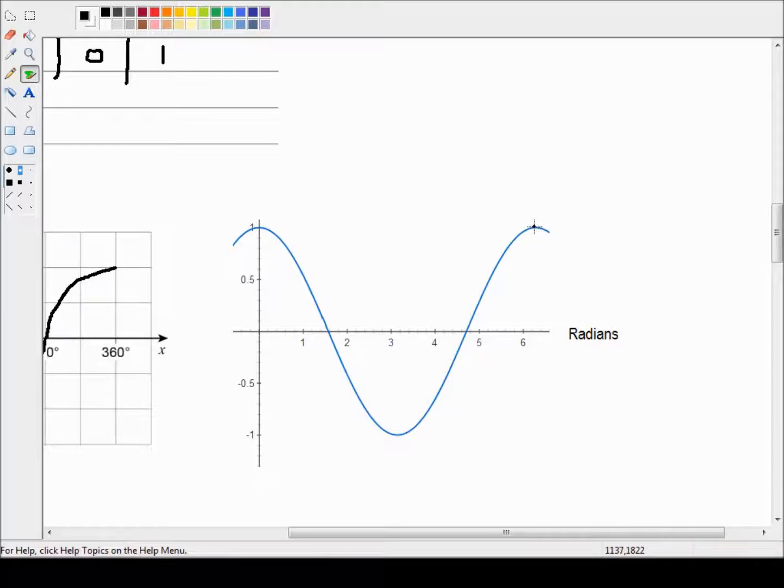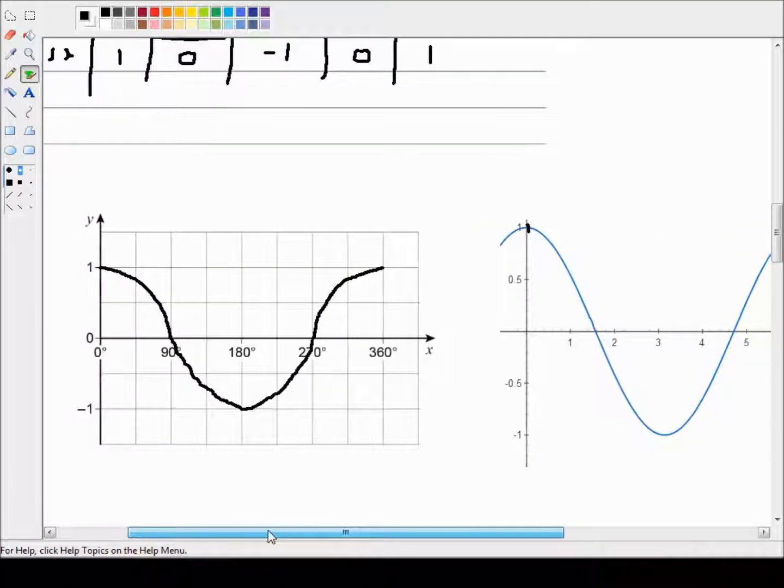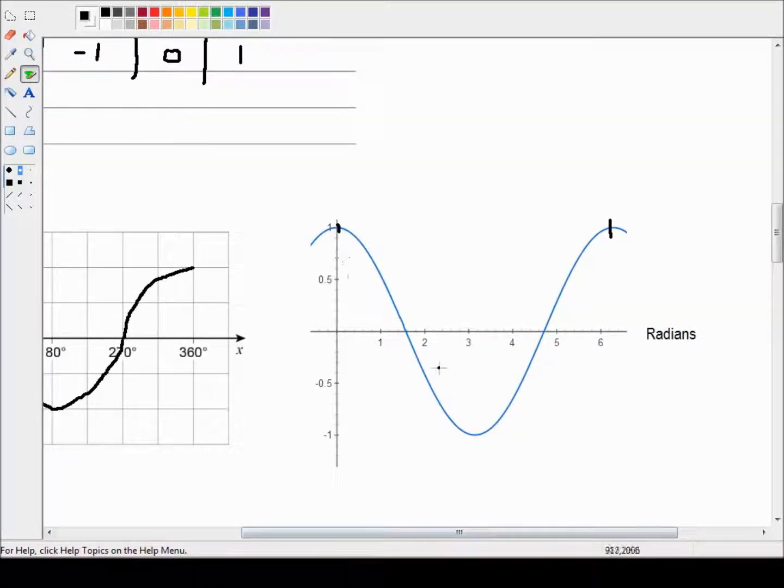I mean, you want to finish your curve right here at its highest point, which is 1. So we've got something looking vaguely like that, but more like this. Nice and smooth like this.